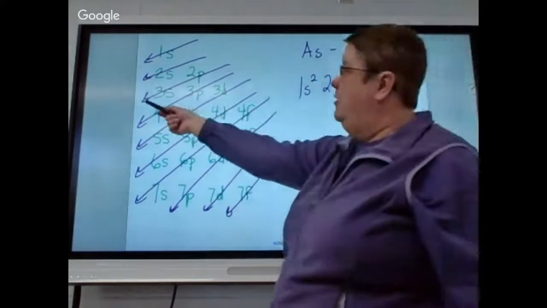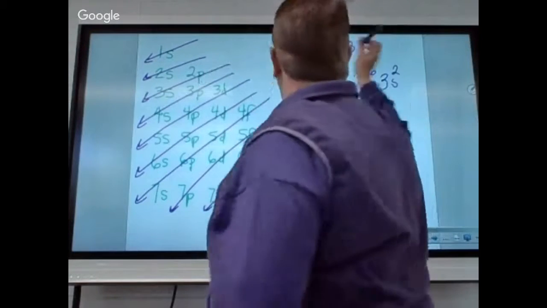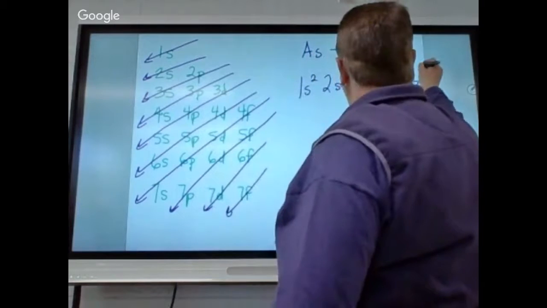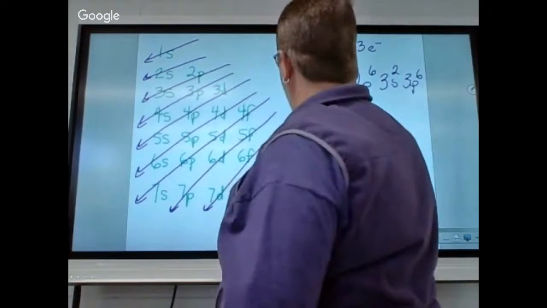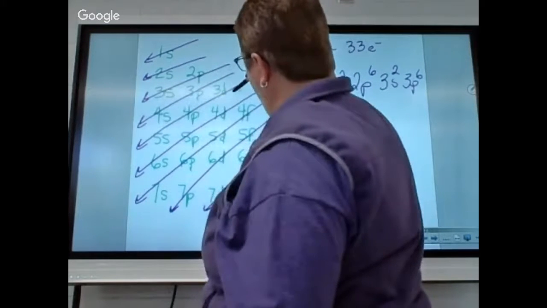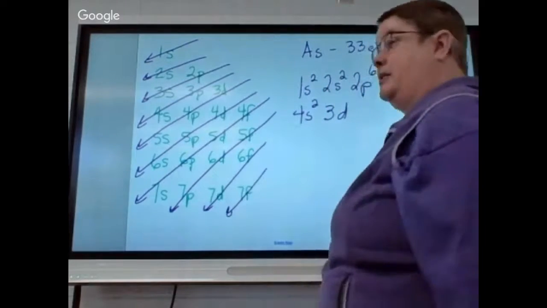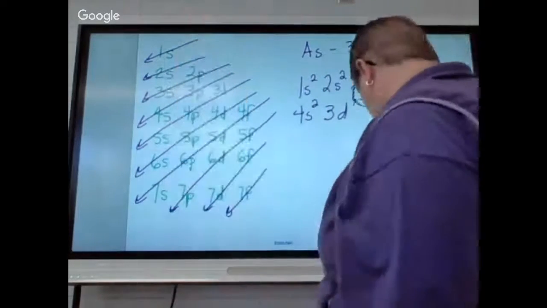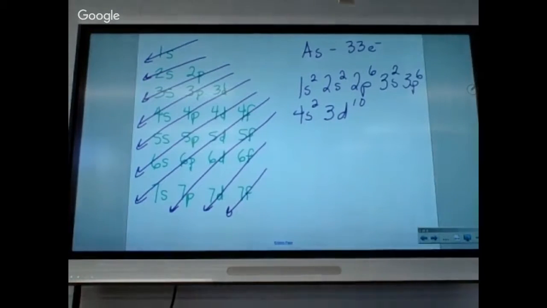Back to the chart. From the bottom up here, what comes after that? 3p. How many can go on P? 6. Keep going. What's next? 4s. How many can go on 4s? 2. Keep going from the bottom back up here. What can go next? 3d. How many can go in a D? It's 10. 5 lines. But again, we're not doing the lines. We're doing the electrons. So 5 lines can hold 10 electrons.